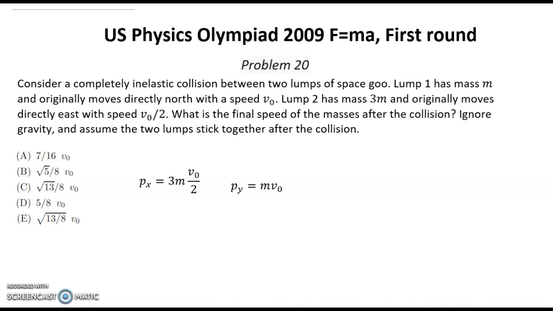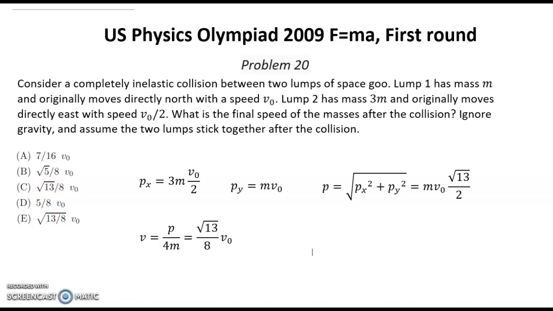And now we can count what is the total momentum of the system, which is just a square root of the sum of squares of both momentums, which is this expression. And now to count what is the total speed, we just need to divide this momentum by the total mass of these two pieces which are moving together. And that's the result. As we can see, the correct answer is C.